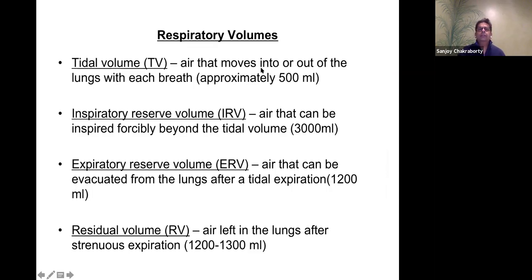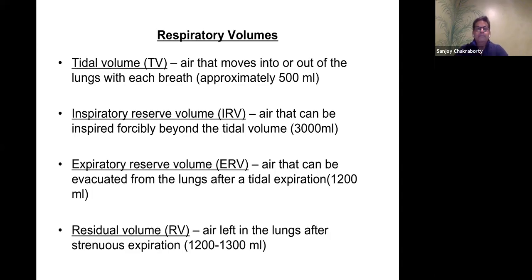But what if you want to breathe a little bit extra? Just imagine this situation. You are diving into a pool. Right before you dive, what do you do? You take a deep breath. That means you have the ability to take more air. You just don't do it all the time, but you can if you need to. That's called inspiratory reserve volume.